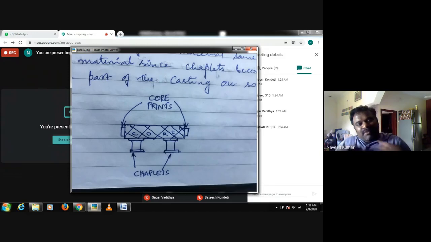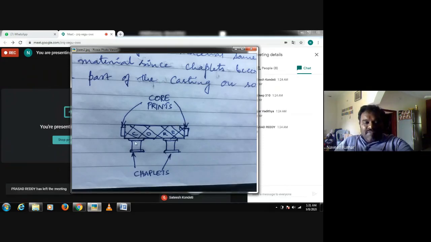And when the size of the core is more, and whenever we go for complex core, sometimes we may have to provide supports for the core within the mold cavity itself, like this. And these supports are called as chaplets. Remember, chaplets are the metallic components which are used to support the core within the mold cavity. Very important.